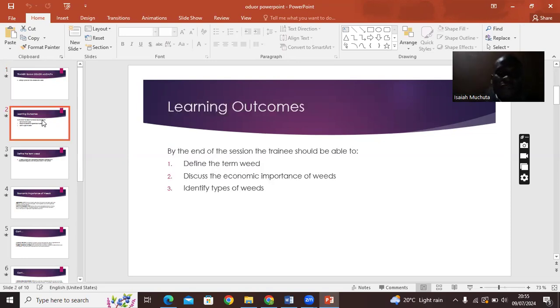Good. Now, under this topic of weeds, there are those learning outcomes. Learning outcomes just means: after this lesson, what will a student get out of this lesson? One of the learning outcomes is the definition of the term weed. Learning outcome number 2 is to discuss the economic importance of weeds. And number 3 is to identify some different types of weeds. I'm so sure that this is not a new topic.